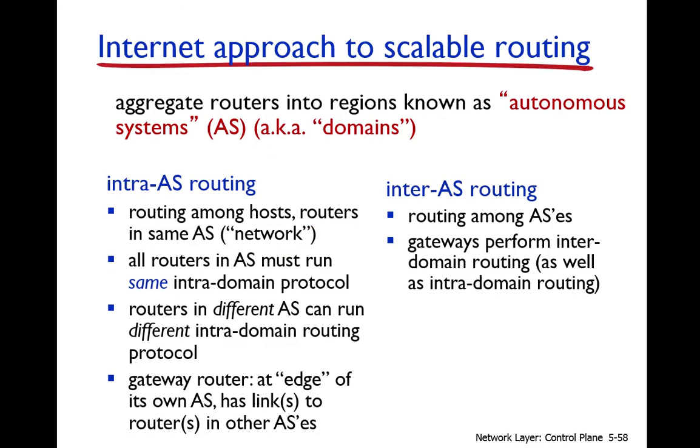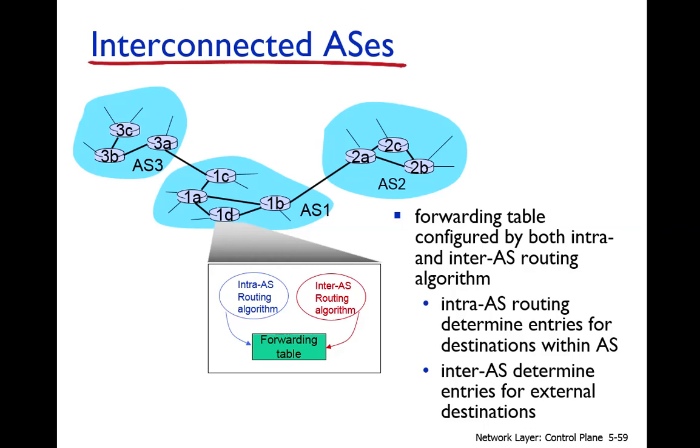Okay. Now let's move ahead. So you can see that we have different autonomous systems. Okay, they are connected with each other. So the forwarding table is configured by both intra- and inter-autonomous system routing algorithms. I would like to discuss this slide. Before discussing this point, I would like to discuss how the routing is performed between two or more autonomous systems. Then I think it will be much clearer.